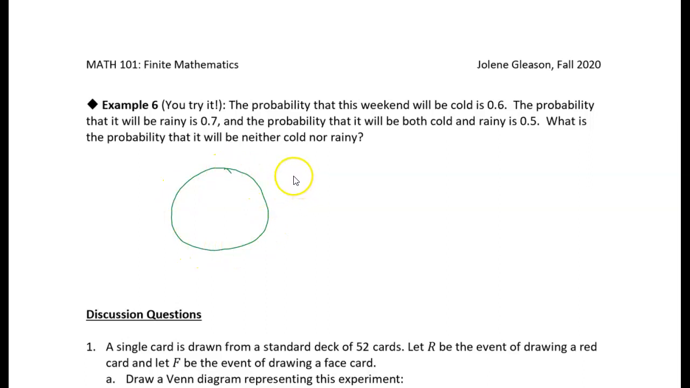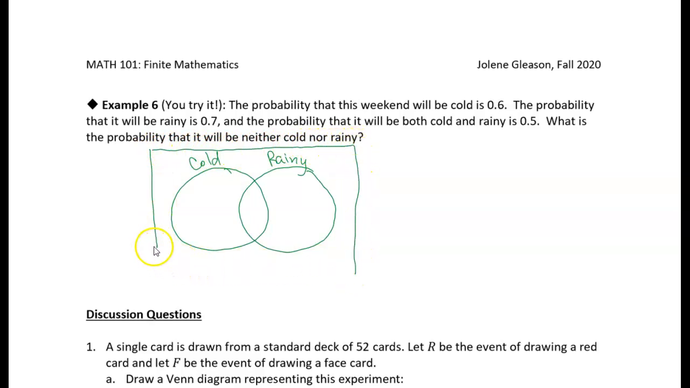Okay. So what I'm going to do is draw a Venn diagram, and the first circle is going to represent the event that it's cold. The second one is going to represent the event that it's rainy. Okay, and then we have our total or whole sample space here. And we know there's a 100% chance that something's going to happen, right? Now these two circles overlap because it could be cold and rainy.